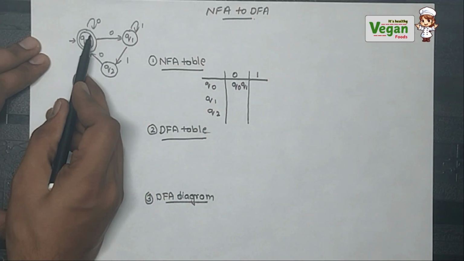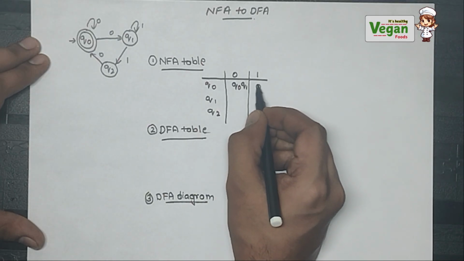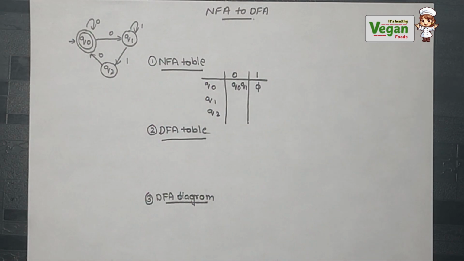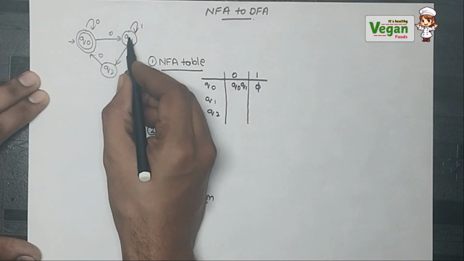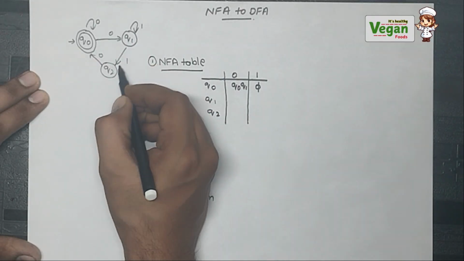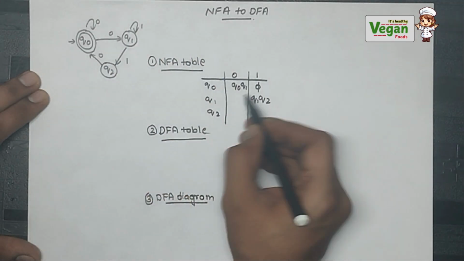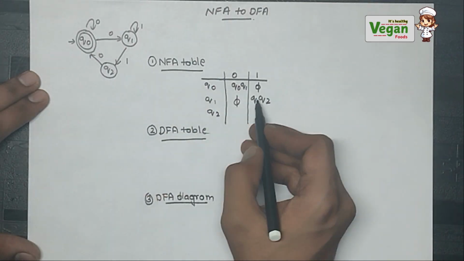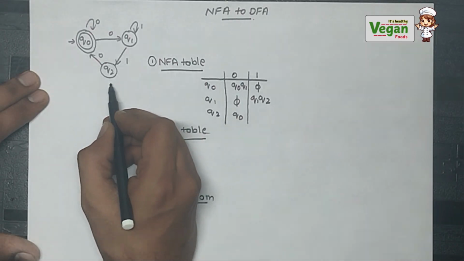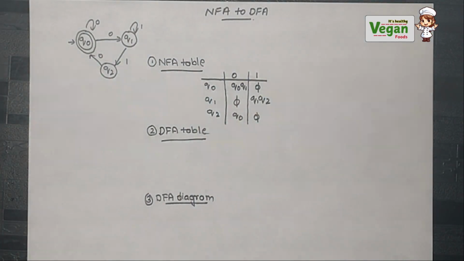Next, Q0 for 1, it is not going anywhere. So I will write phi. What does phi mean? Null. It is not going anywhere. Next, Q1 for 1 is going to itself and Q2. So Q1 and Q2. For 0 it is not going anywhere, so write phi. Next, Q2 for 0 it is going to Q0. For 1 it is not going anywhere, so write phi. Now we are completed with writing the NFA table.